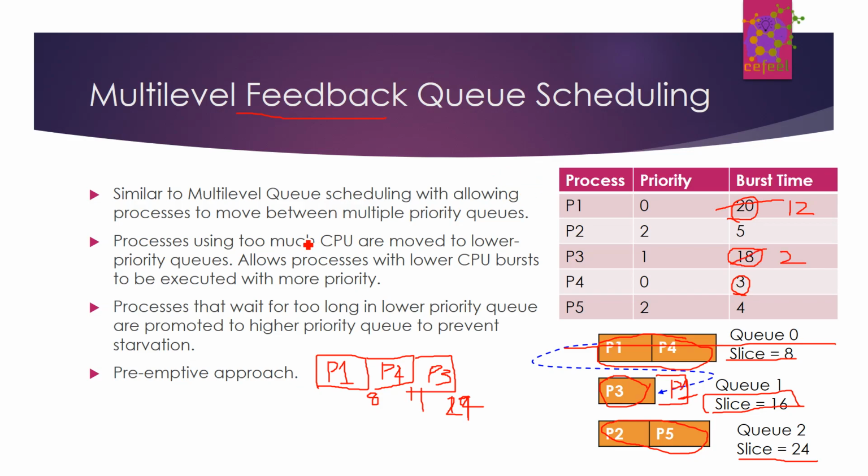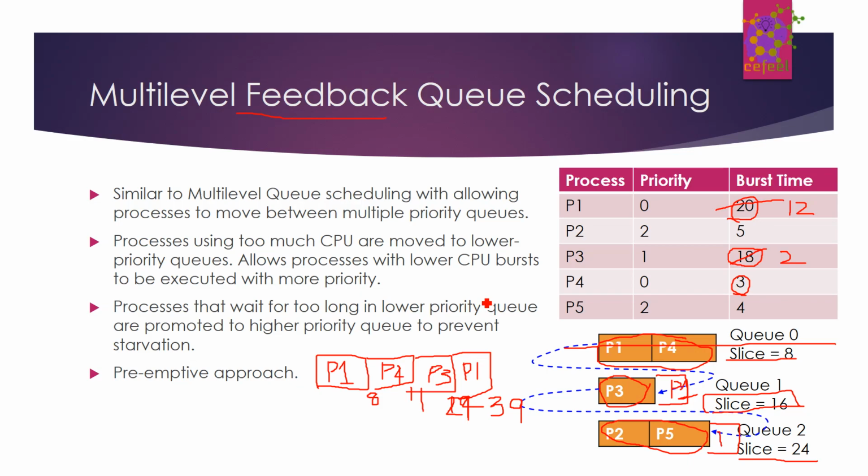And then P1 will get the next CPU, which has its remaining burst of 12. So this will be 27 plus 12, which is 39. So P1 will take until 39. But now notice what happens, because P3 has already got the CPU first, P3 will now be taken and assigned to the tail of Q2. So P3 will come here.